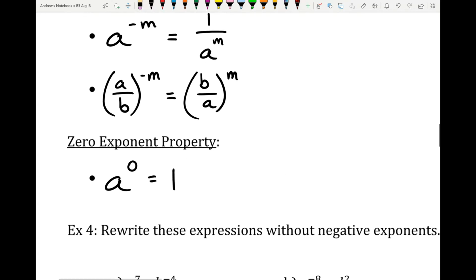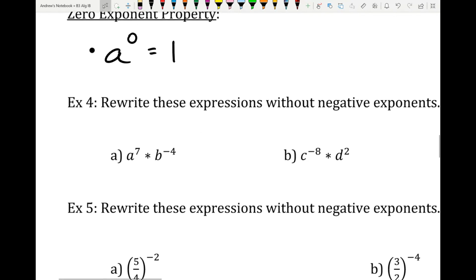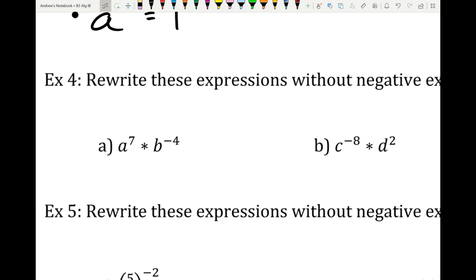Okay. So what we're going to do is practice a little bit rewriting things so that they don't have negative exponents, right? Because negative exponents are kind of gross.